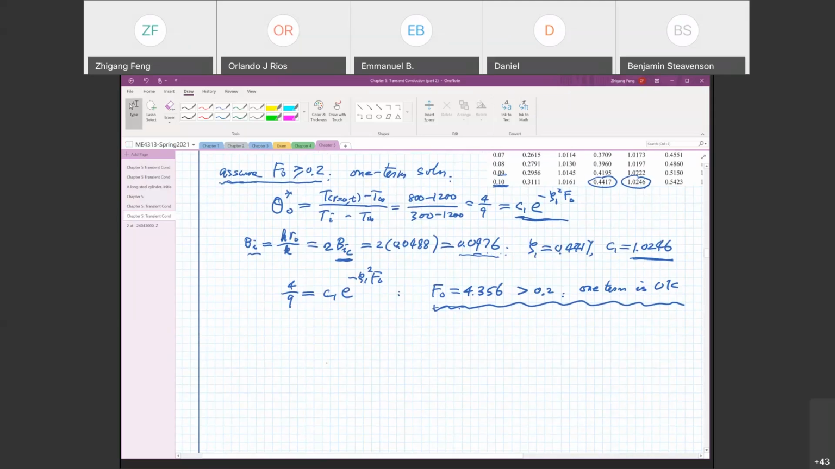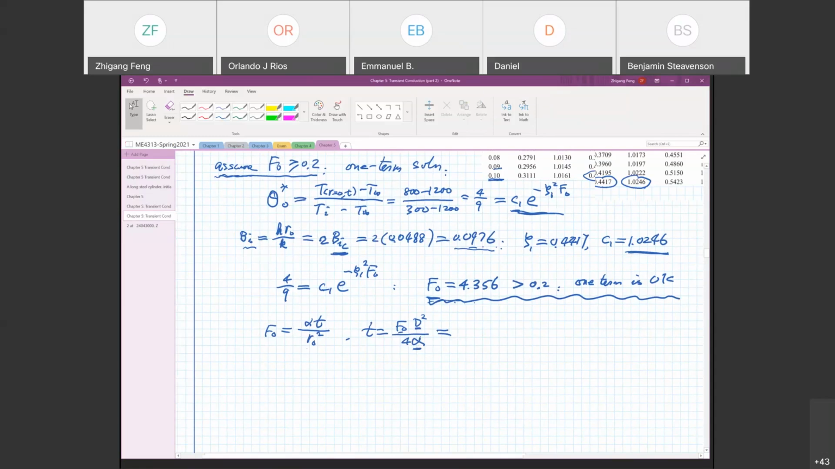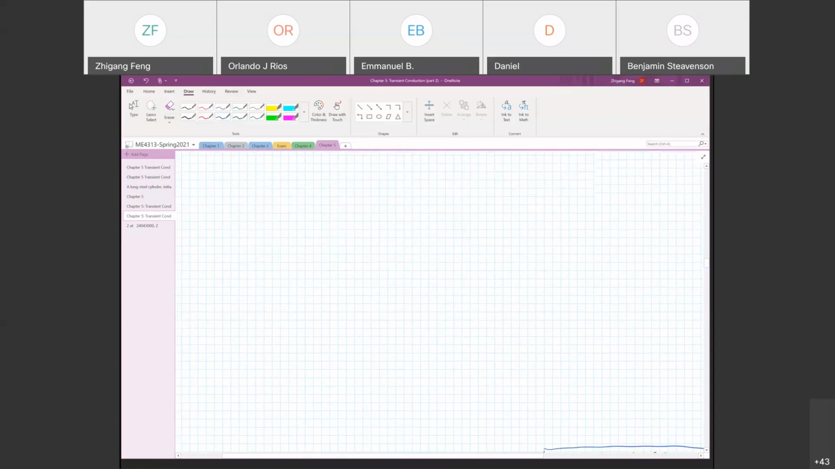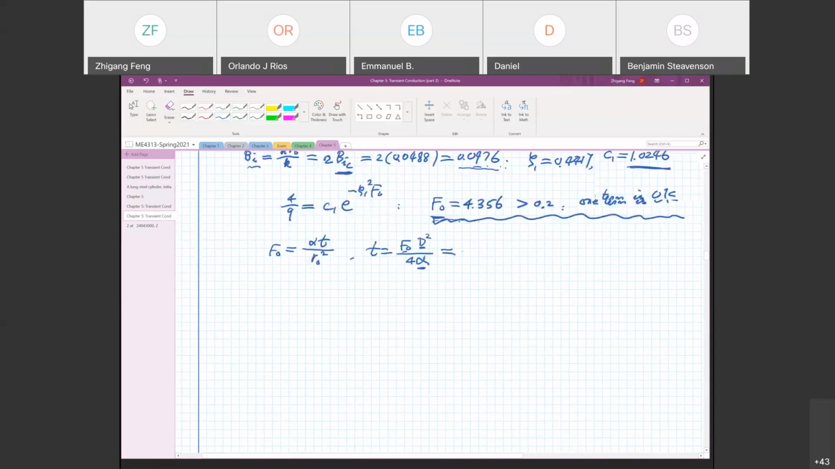We can proceed to find the time. Time is related to the Fourier number by its definition, alpha t over r0 squared. So t equals the Fourier number multiplied by r0 squared over alpha, or we can use the diameter: diameter squared divided by 4 divided by alpha. We have the Fourier number, the diameter, and the thermal diffusivity alpha, so the math is very straightforward. The final result for the time is almost exactly 900 seconds. So that's the time required using the one-term exact solution.